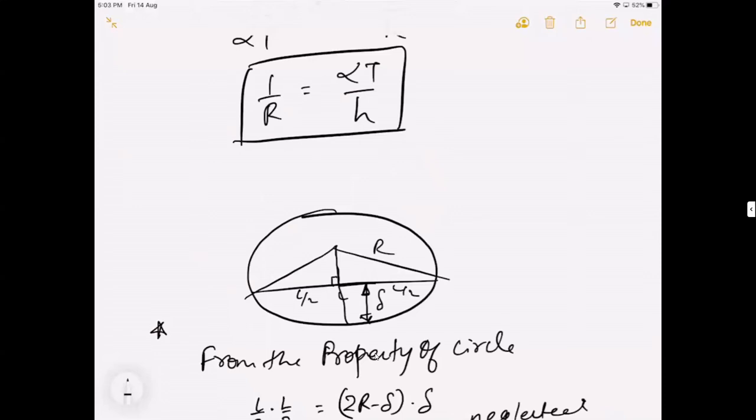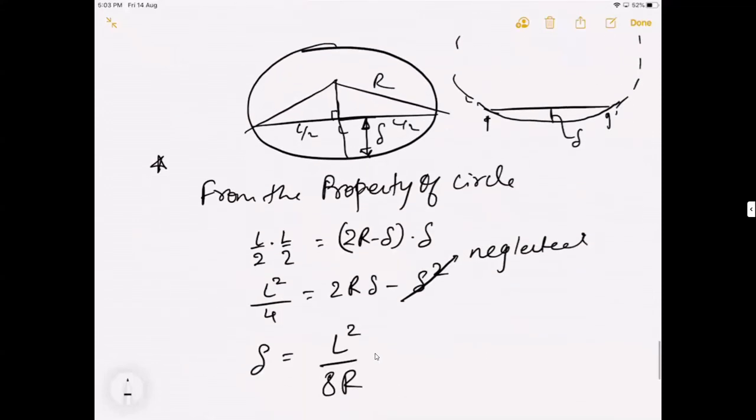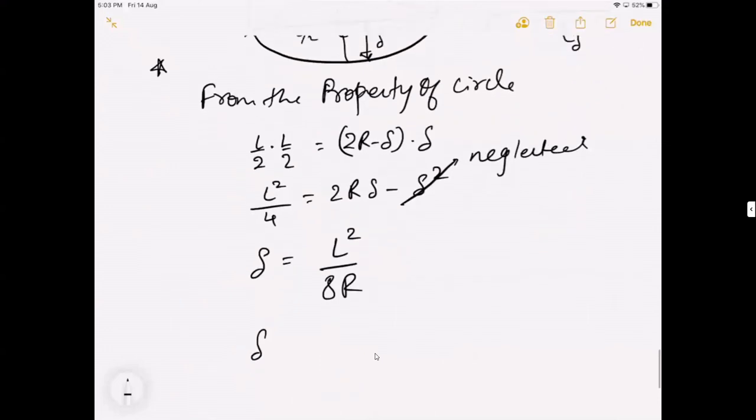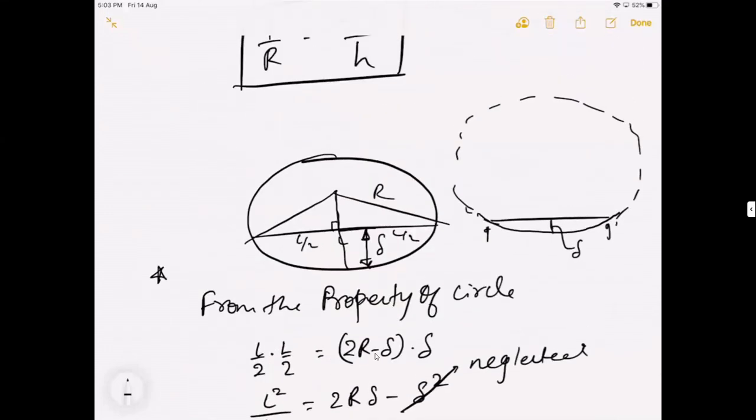If this was my beam, and the beam bends like an arc of a circle, then this is that delta, and this is the circle. So this is the deflection at the center point. This will also be useful when we study the deflection method.